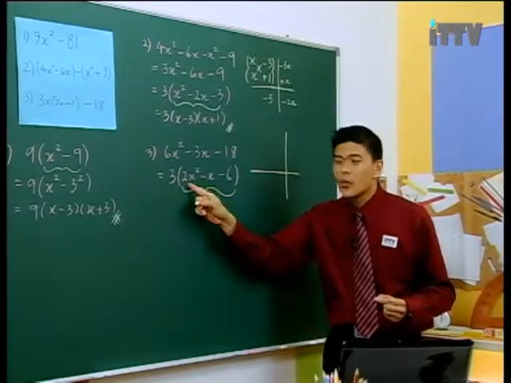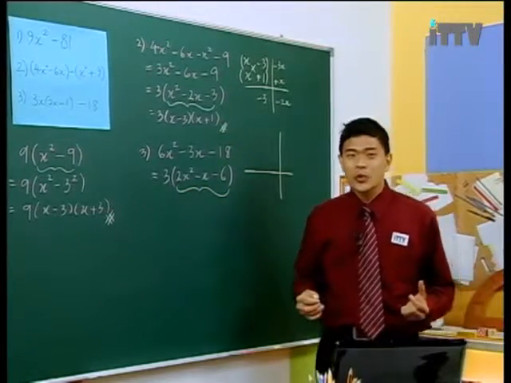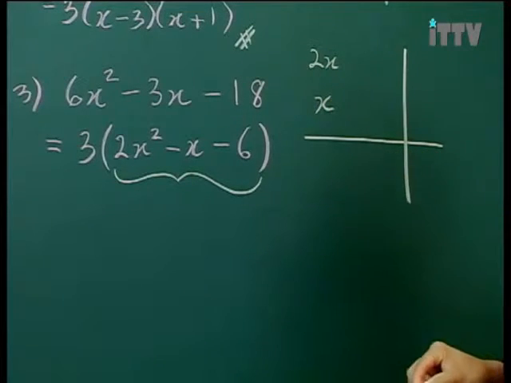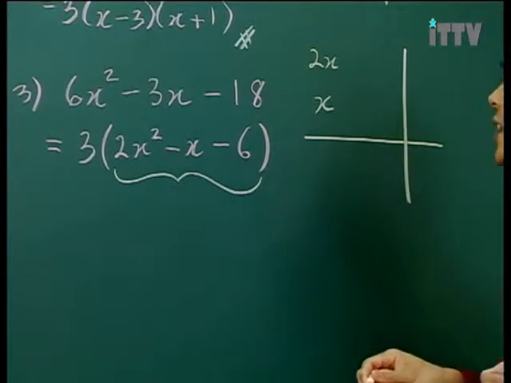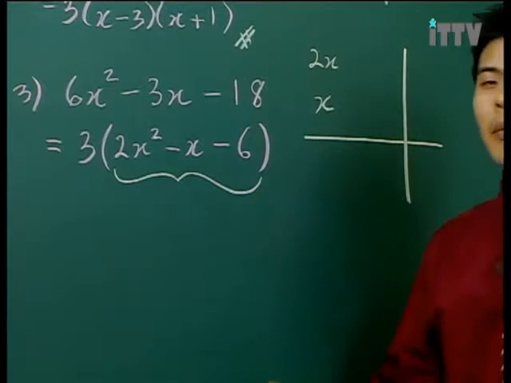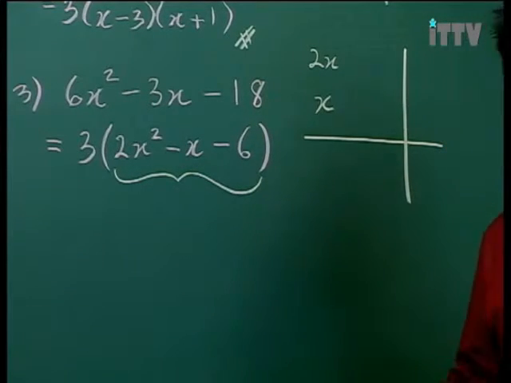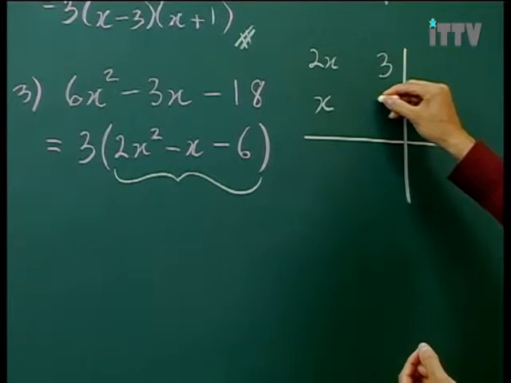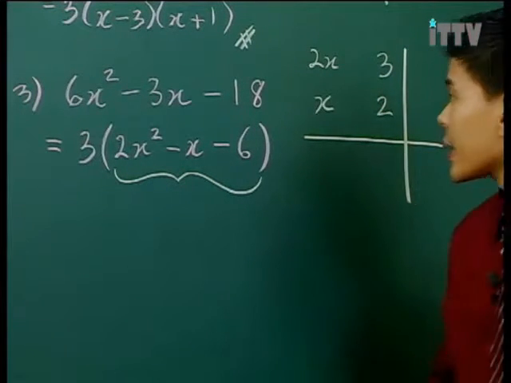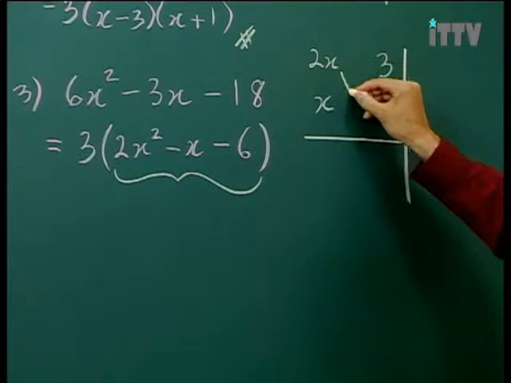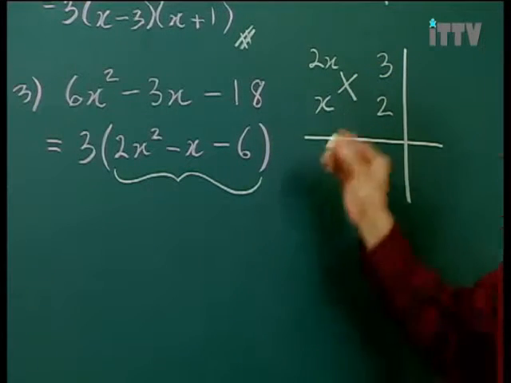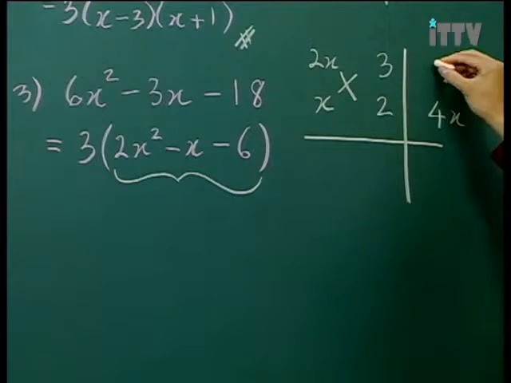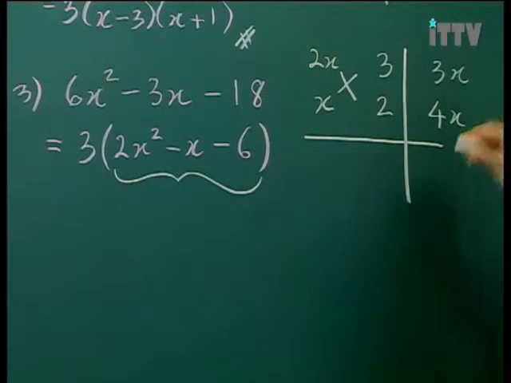Now, what are the combinations of 2x squared? You get 2x times x. There's only one combination. And what are the combinations for 6? By now you should know it's trial and error. 6 times 1 or 3 times 2, we go with 3 times 2. Then apply the cross method. So 2x multiplied by 2 gives you 4x, and x multiplied by 3 is 3x.